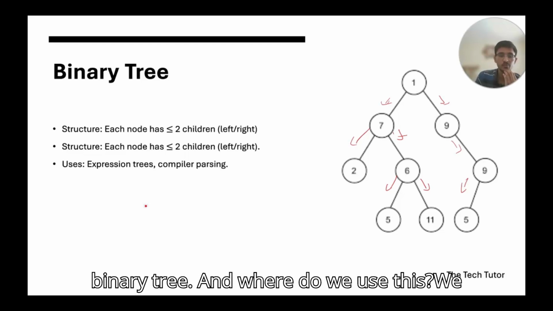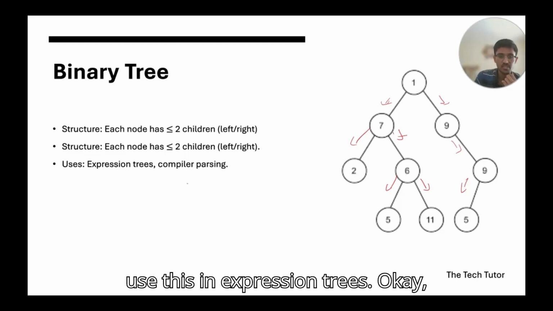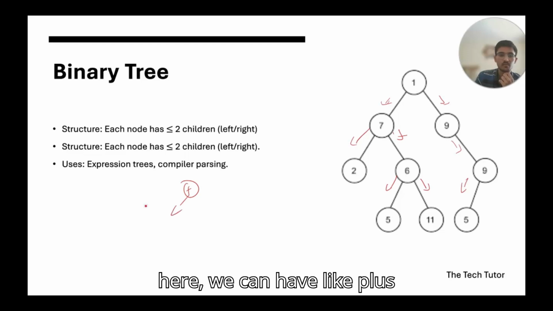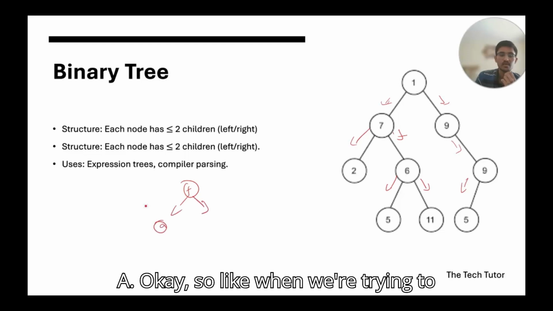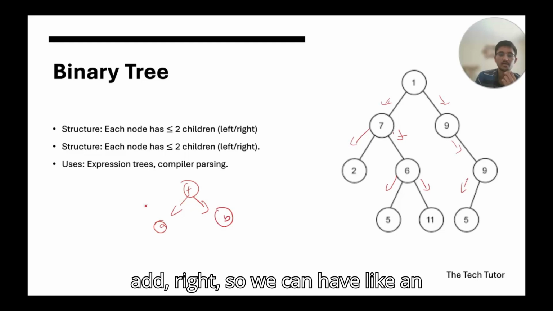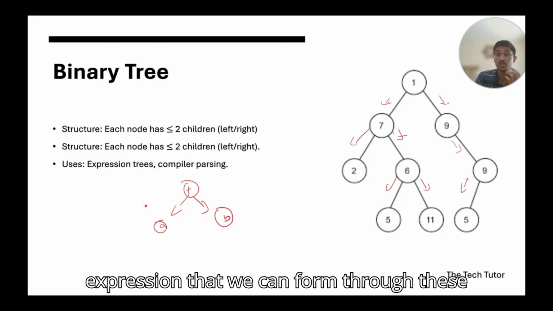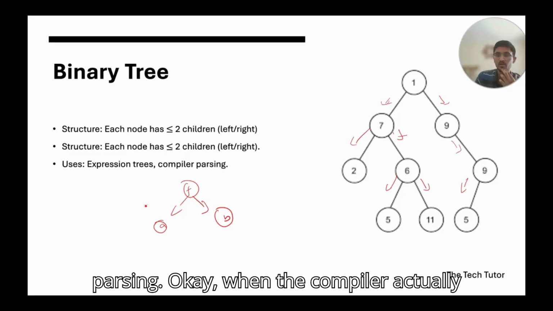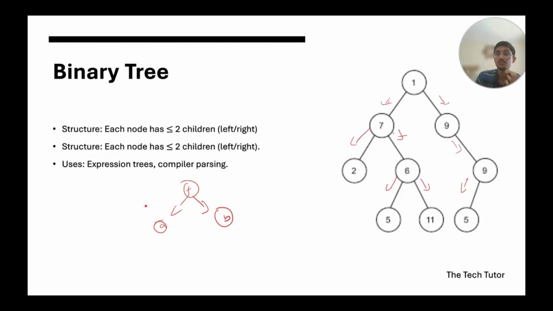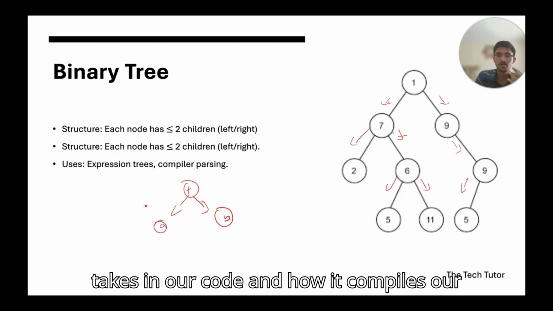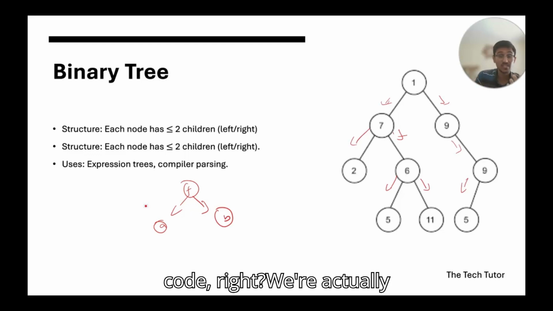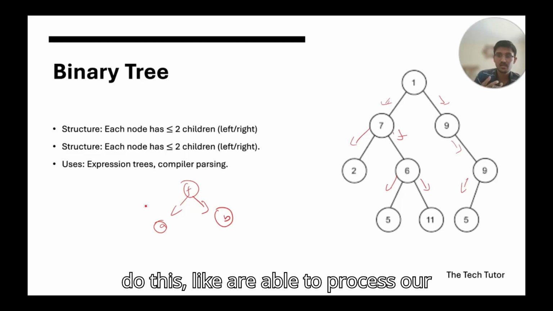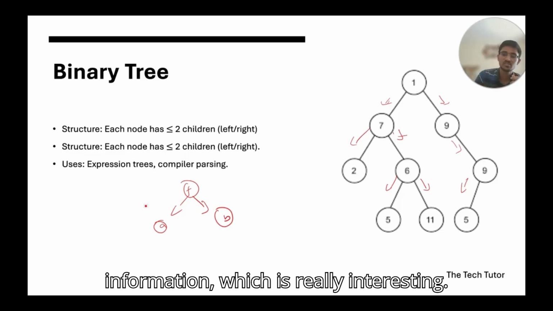And where do we use this? We use this in expression trees. Expression trees are where, instead of 1 over here, we can have plus a, so when we're trying to add, we can form an expression through these trees. Also compiler parsing: when the compiler takes in our code and compiles it, we're actually seeing data structures that are able to process our information, which is really interesting.